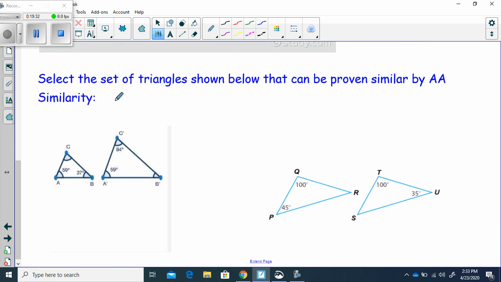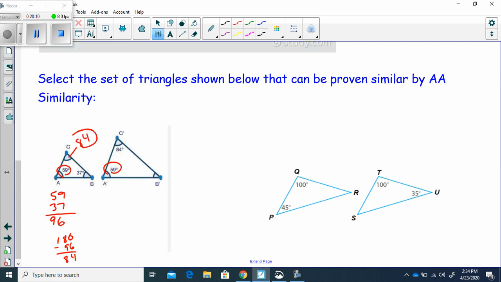So let's look down here and select the set of triangles shown below that can be proven similar by angle-angle similarity. Okay, I've got 59 is the same for both of these, but I don't have the same measure on here. Let's add these two up since I know the three angles have to add up to 180. 59 and 37, and if I add those up, I come up with 96. Okay, the three angles have to add up to 180. So 180 minus 96 would give me 84. This angle here would be 84.